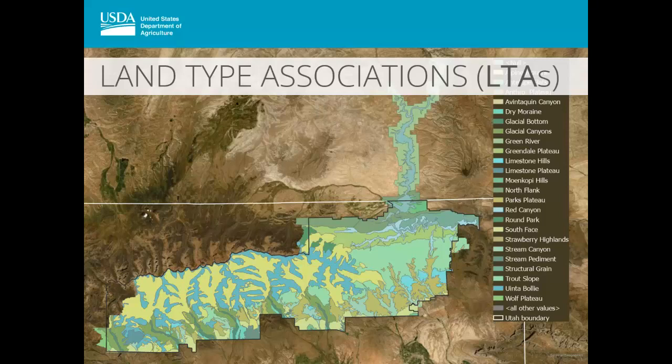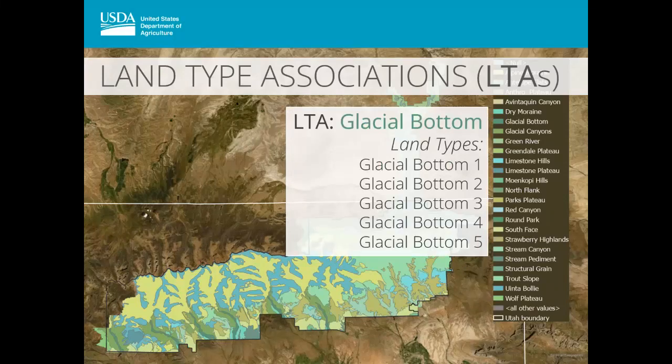And then additionally, land type associations can be further delineated into land types. And associations can have anywhere from a few to several. So for example, the land type association Glacial Bottom has 5 land types, and these are distinguishable from one another in some way. We use the Forest Service's existing line work for pre-mapping, and one potential impact of a completed survey would be the identification of more land types as we inspect the line work and then gather more data on the ground.